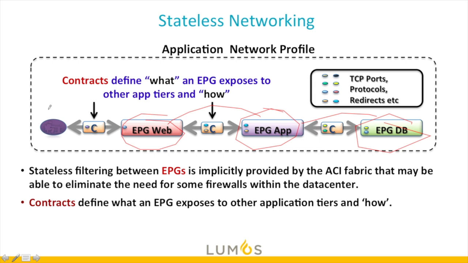For example, this might represent the internet. The way the internet communicates with the web tier is we use contracts. Contracts define the communication between different endpoint groups. Stateless filtering between EPGs is implicitly provided by the ACI fabric and may be able to eliminate the need for some firewalls within a data center.